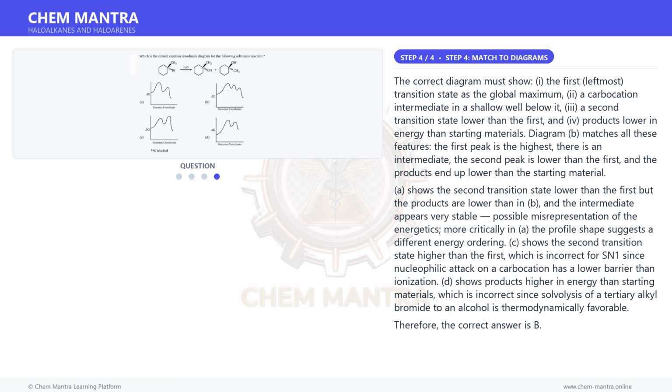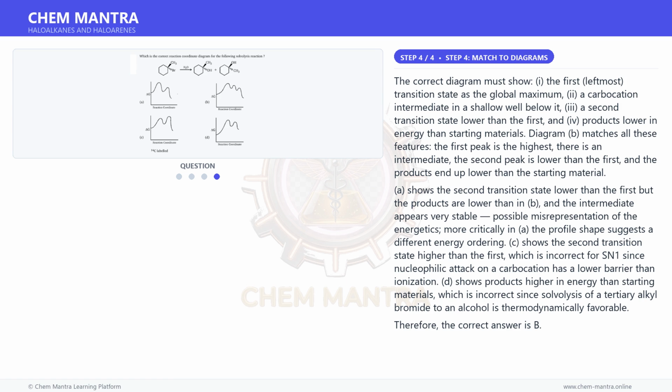The first peak is the highest, there is an intermediate, the second peak is lower than the first, and the products end up lower than the starting material. A shows the second transition state lower than the first but the products are lower than in B, and the intermediate appears very stable. Possible misrepresentation of the energetics, more critically in A, the profile shape suggests a different energy ordering.